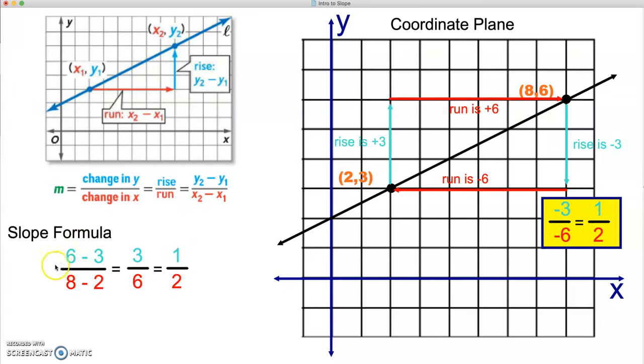Does the formula work the same way if we switch the points as well? Well, notice if I start with the 3 on top, starting with this point, I have to start with the 2 on the bottom so that I still get my negative 3 over negative 6, which is positive 1/2. So it doesn't matter which set of points you start with, but once you pick one, you have to stick with picking that point first. So if we pick the 6 to go first on the top, then we have to pick the 8 to go first on the bottom.